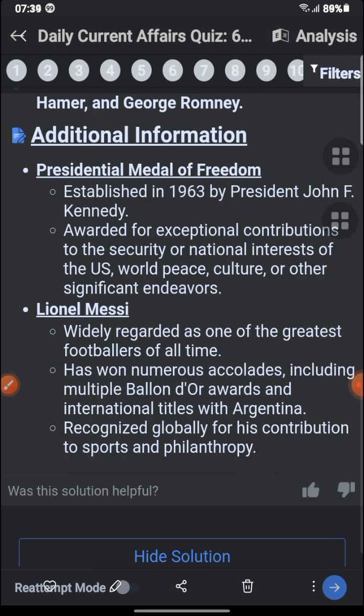Okay, so the Presidential Medal of Freedom was established in 1963. John Kennedy awarded it for exceptional contribution to national interest, world peace, culture and sports everywhere. So Lionel Messi is widely regarded as one of the greatest footballers, with multiple Ballon d'Or awards and international titles with Argentina. Globally, his contribution to sports.